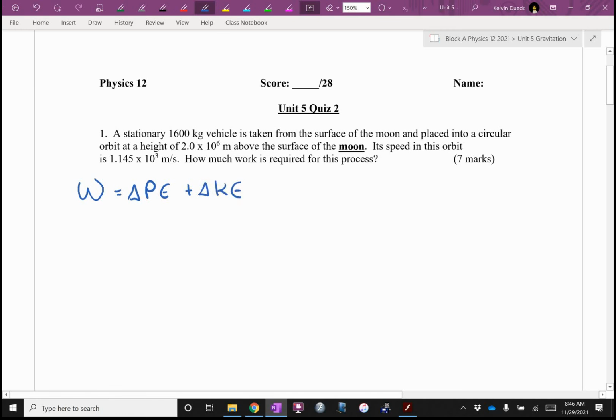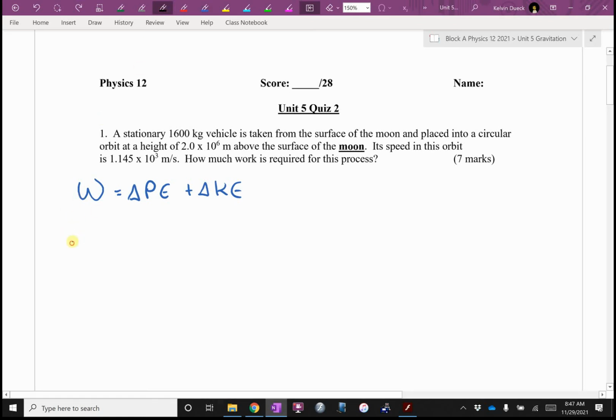If we're not in a stable orbit, if the question just says we're lifting it up, but it implies we can let it drop, then you can cross out the change in kinetic. But we are in a stable orbit, so we have to also have added some kinetic energy to it. Let's find change in potential first.